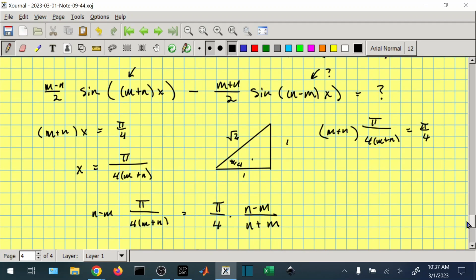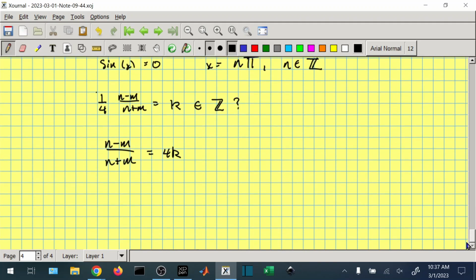So this looks really horrible, right? It does. I don't know about you, but it looks really horrible. So what do we do? Where do we go from here?